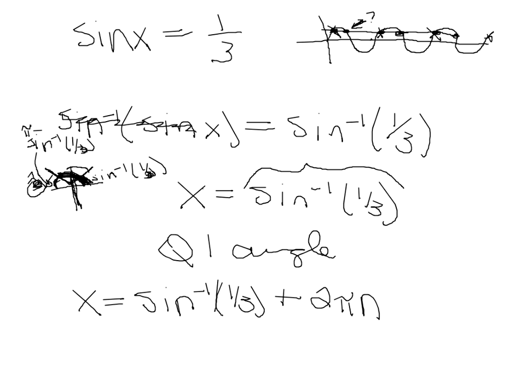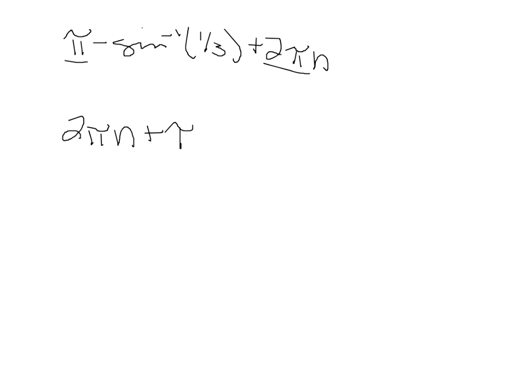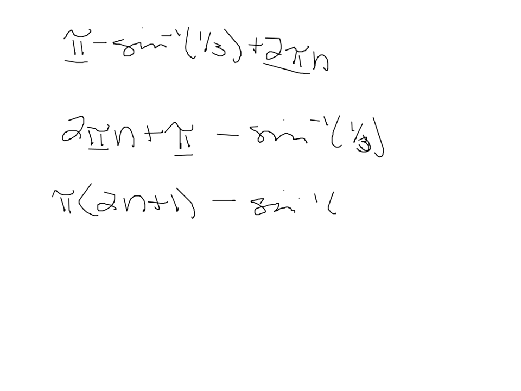So our first quadrant answer is inverse sine of 1/3 plus 2 pi n, and our other one is pi minus inverse sine of 1/3 plus 2 pi n. Now working with this one, I'm going to get the pi's together, so I have 2 pi n plus pi minus inverse sine of 1/3. And now I can factor out a pi, leaving 2n plus 1.